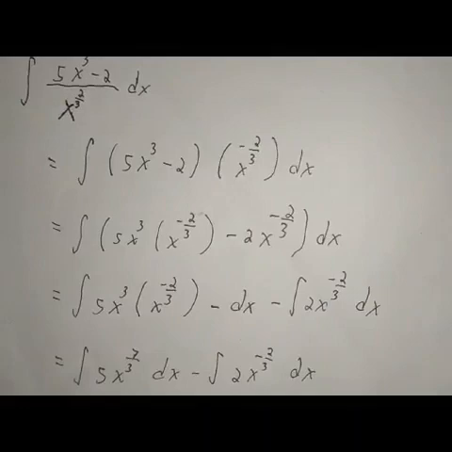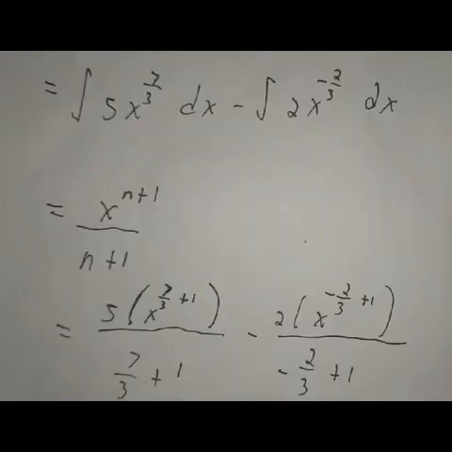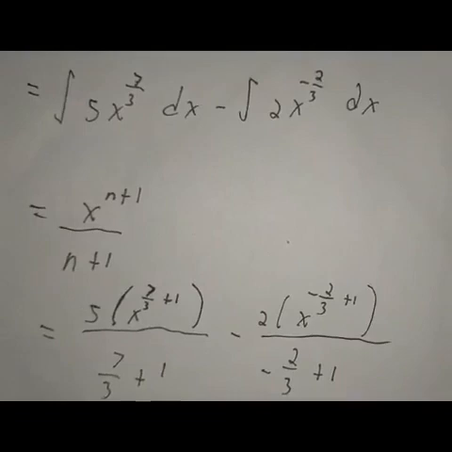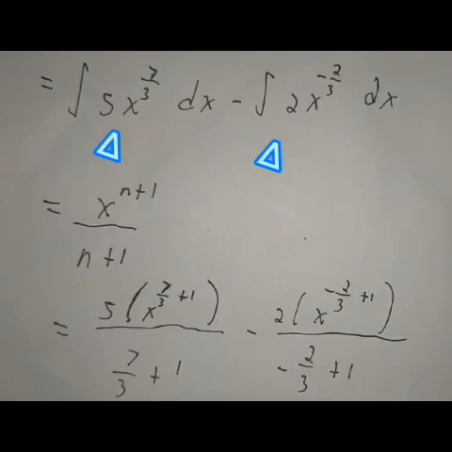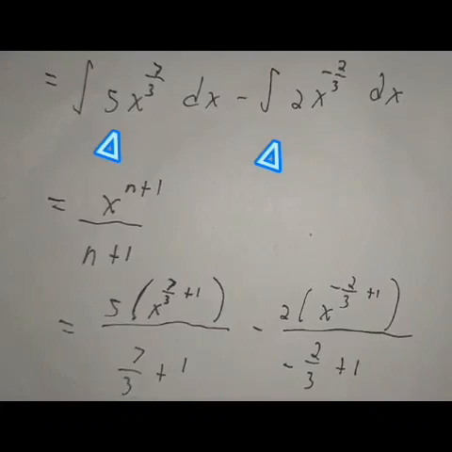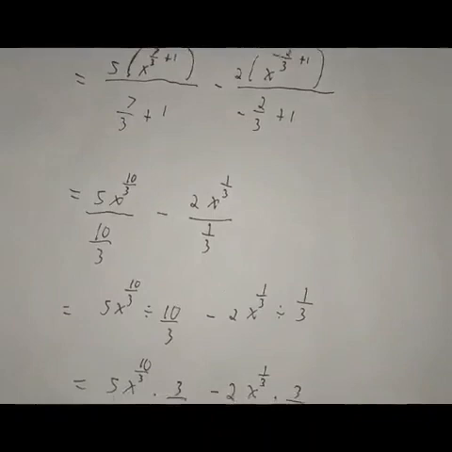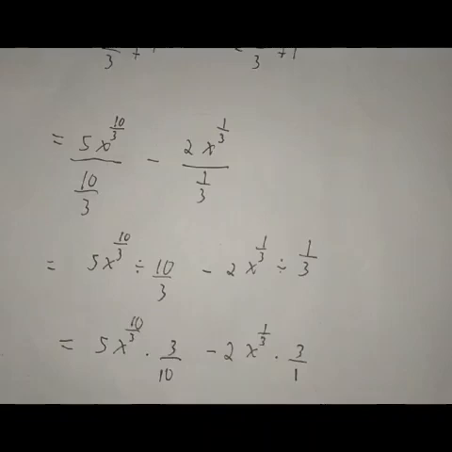After applying the laws of exponent, apply the formula of the integral, which is x to the power of n plus 1 over n plus 1. In the formula, let x be the x variable and let n be the exponent and add it by 1. After adding them, divide it by the numerator and the denominator. Five x to the power of 10 over 3 divided by 10 over 3. And 2x to the power of 1/3 divided by 1/3.